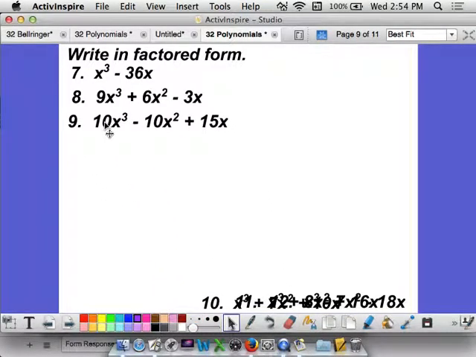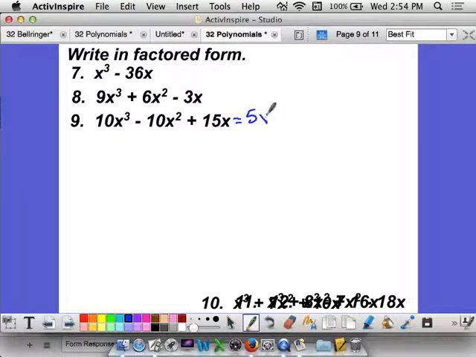So number 9. On number 9, again, we look for a greatest common factor. In the greatest common factor, this problem would be 5x. So I'm going to take out the 5x. 5x will go into 10x cubed, 2x squared times. 5x will go into 10x minus 2x times. And 5x will go into 15x, a positive 3 times.